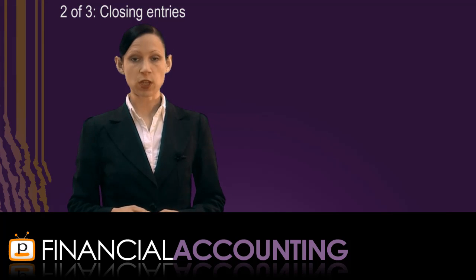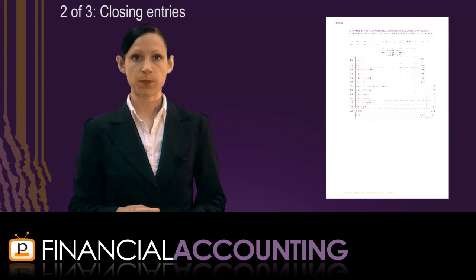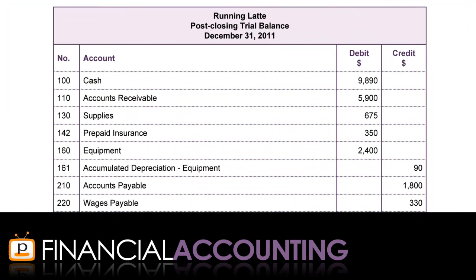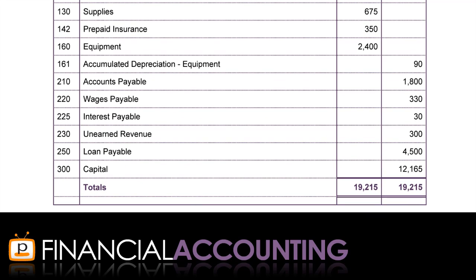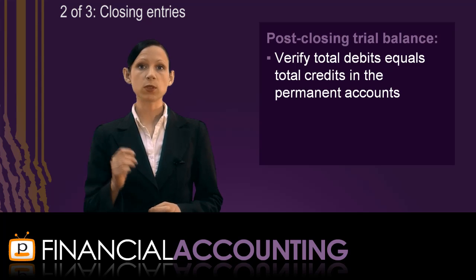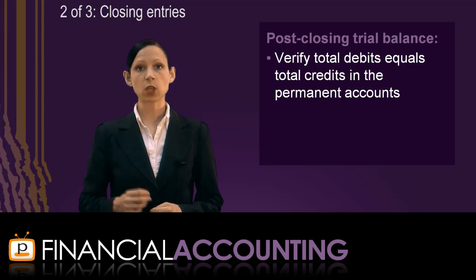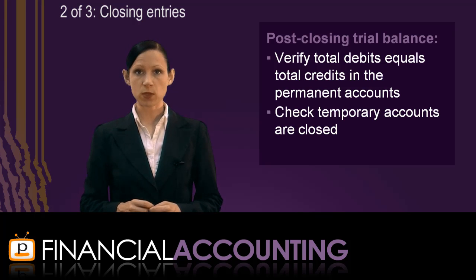Once the closing entries have been journalised and posted, a post-closing trial balance is prepared, which we can see in our Pisco textbook. The post-closing trial balance lists all of the permanent balance sheet accounts of the business and their ending balances. The temporary accounts are not included in the post-closing trial balance because they have zero balances after the closing process. The purpose of the post-closing trial balance is to verify that total debits equals total credits in the permanent accounts after the closing process. When preparing the post-closing trial balance, you should also check that all temporary accounts have actually been closed during the closing process and have zero balances.